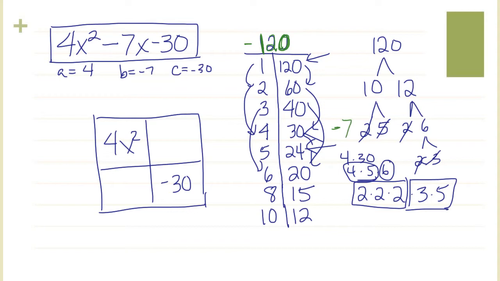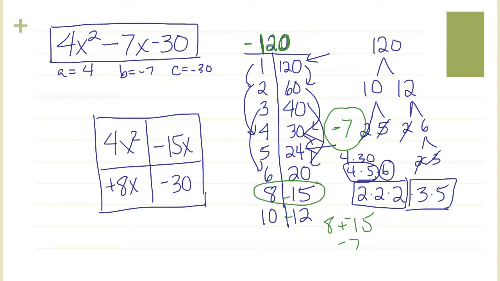So I need to get a negative 120, one set of numbers, either the left column or right column has to be negative. And I know if this is going to be negative, it has to be the bigger numbers. And so it's going to be that one, right? 8 plus negative 15 is negative 7. So that's the one we're going to use. So I've got here positive 8x and negative 15x.